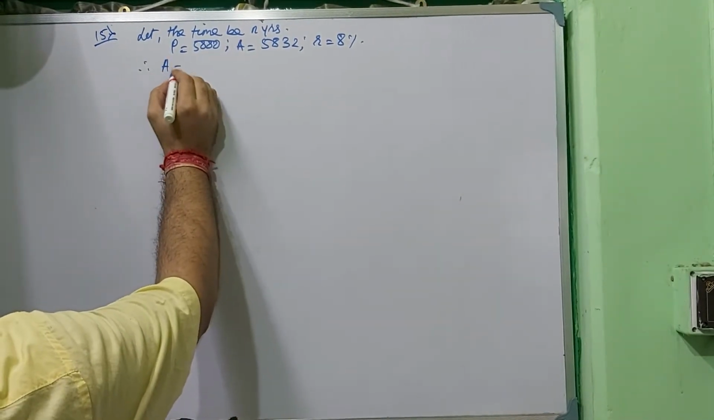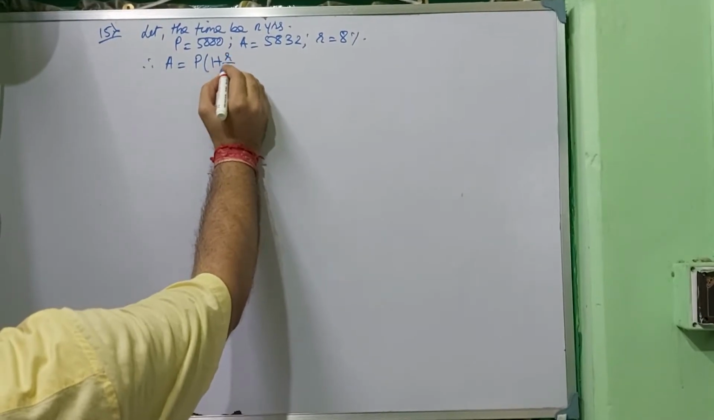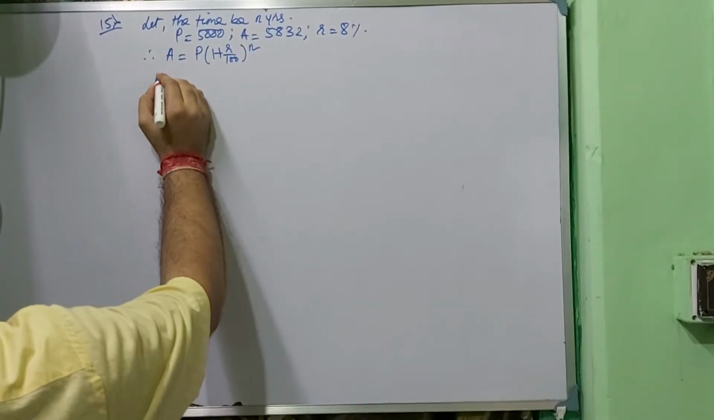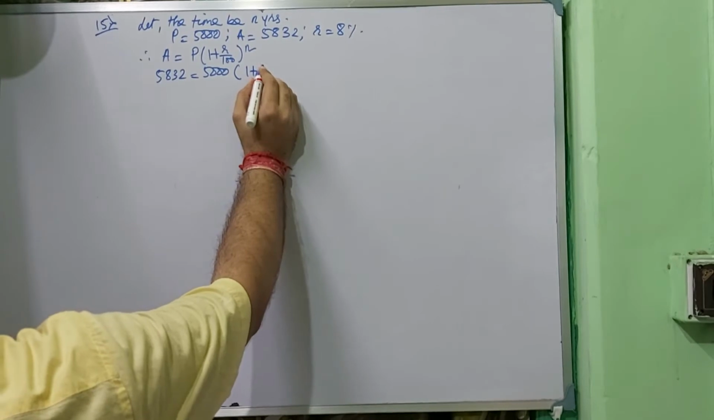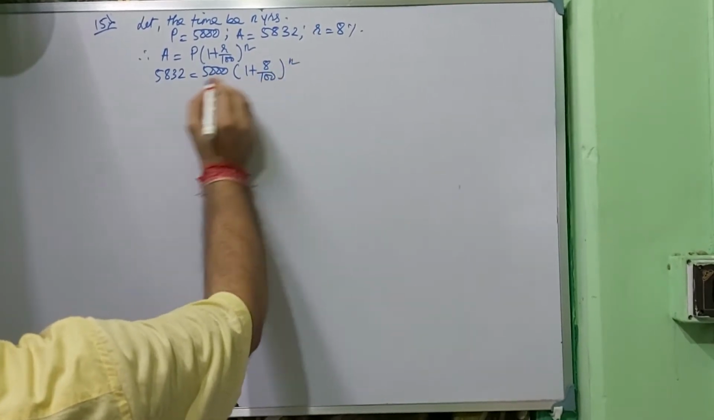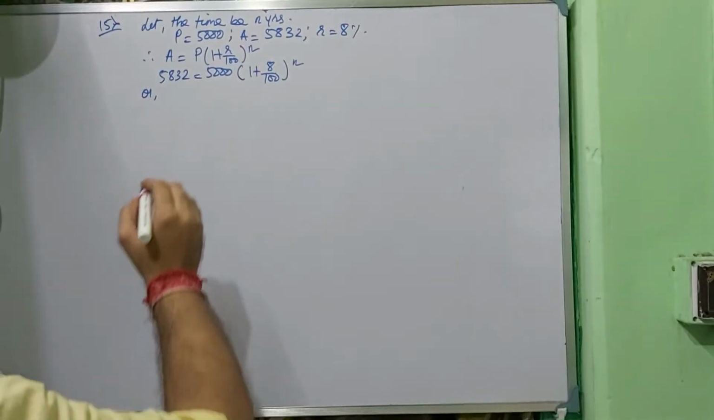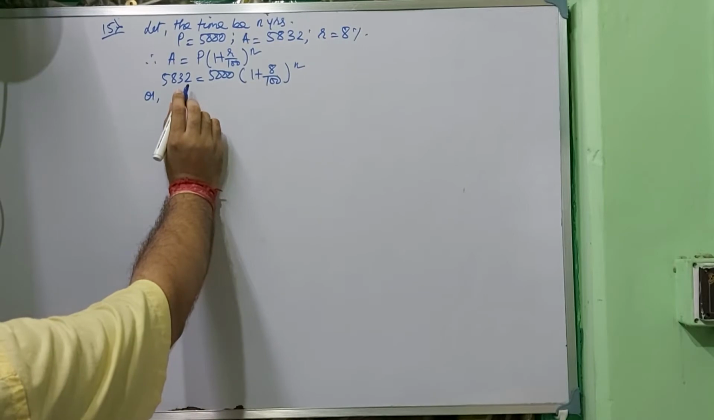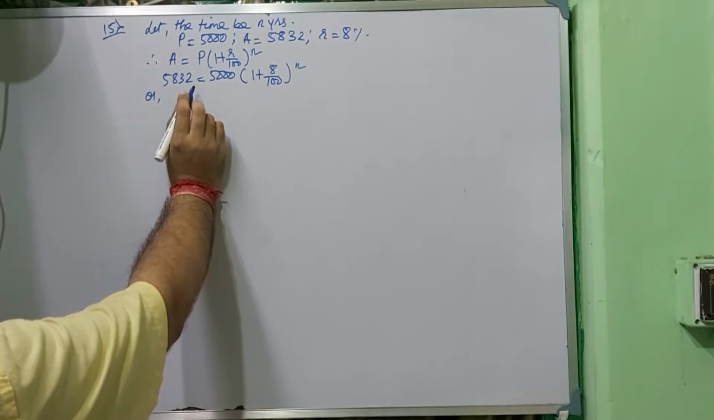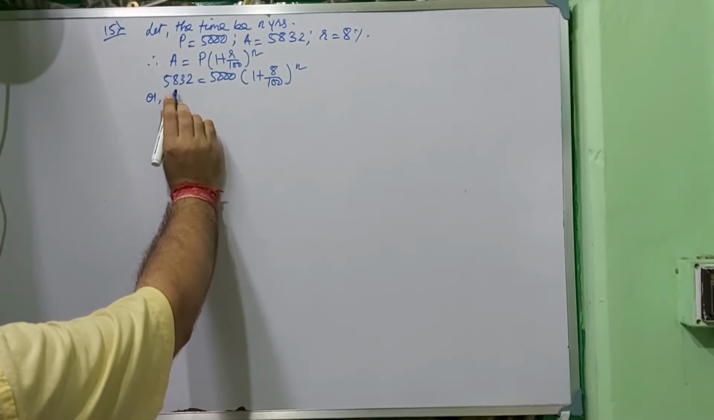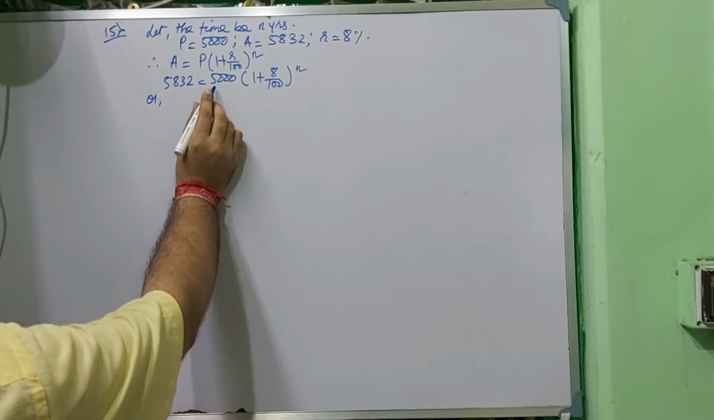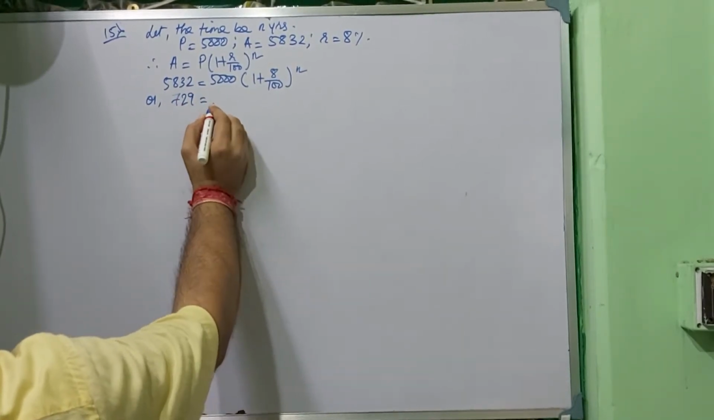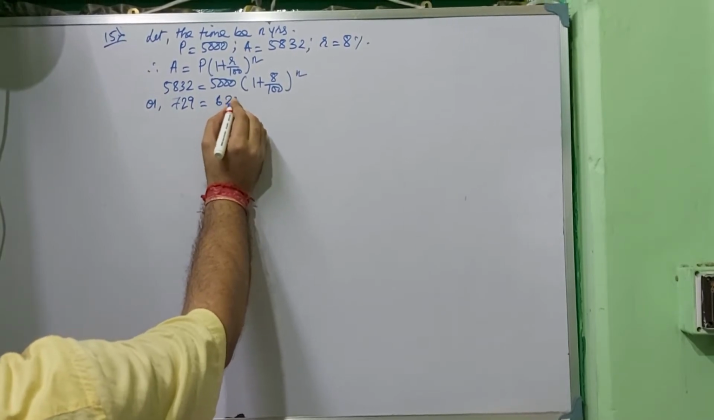Same formula: A is equal to P into 1 plus R by 100 whole to the power n. So 5,832 is equal to 5,000 into 1 plus 8 by 100 whole to the power n. If you divide that by 5, you will get 25. Then dividing 5,832 by 8, this is 729, and this is 625. Yes, 625.